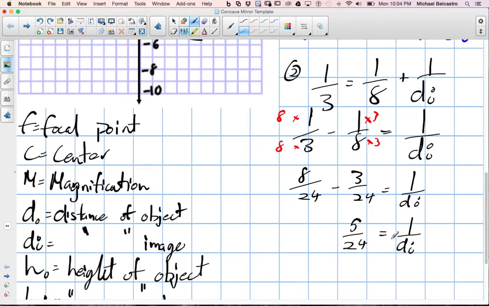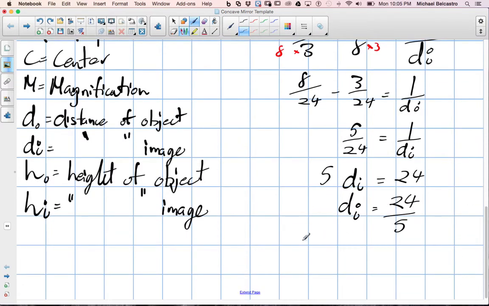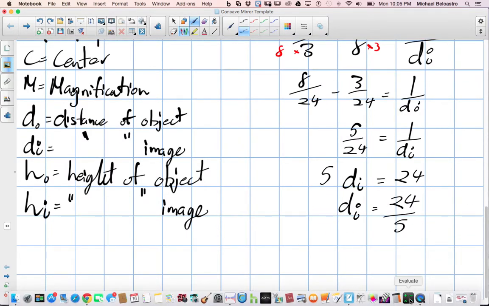You can cross multiply if you like now. So you get distance of the image times 5 is equal to 24. So the distance of the image is equal to 24 over 5, which looks like it's just a little under 5. And we'll bring up our calculator.